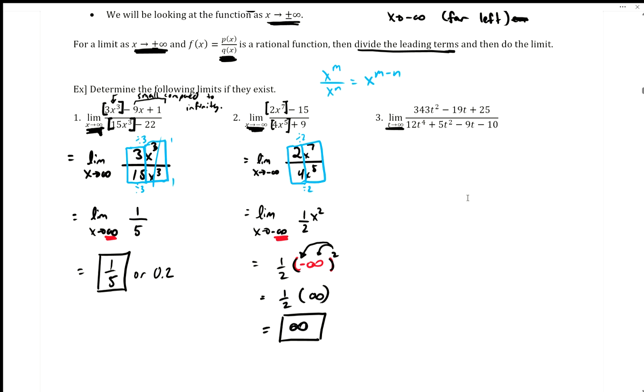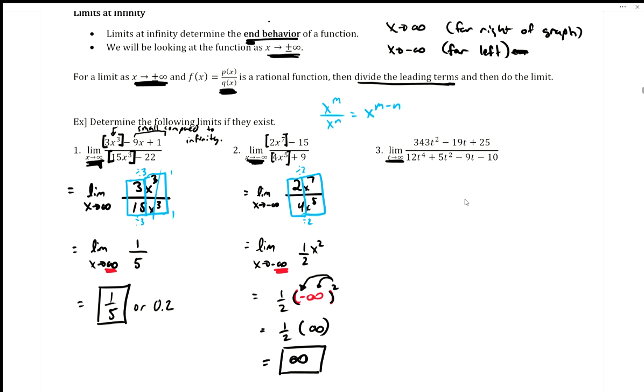Okay, so let's see this last one. So still, it's a special case going to infinity. So I can just take the leading terms. The leading terms are the ones with the biggest powers. In case they do mix things up, they shouldn't mix things around. So be a little careful of that just in case. All right, but I have the limit as t goes to infinity, and then we're just saying, oh, it's 343t squared and 12t to the 4. And then we would try to simplify this.